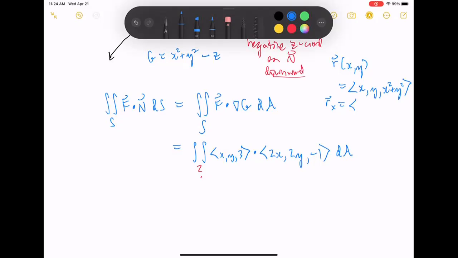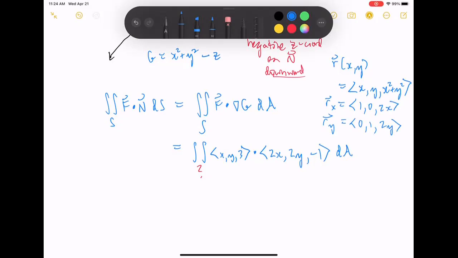What's the X derivative of our parametrized surface? 1, 0, 2x. 1, 0, 2x, exactly right. Okay, and what is the Y derivative of this thing? Well, 0, 1, 2y. Yeah, see what I'm saying here?